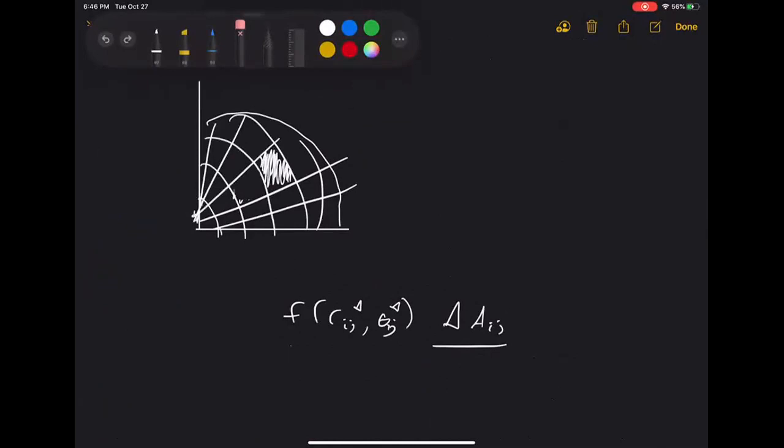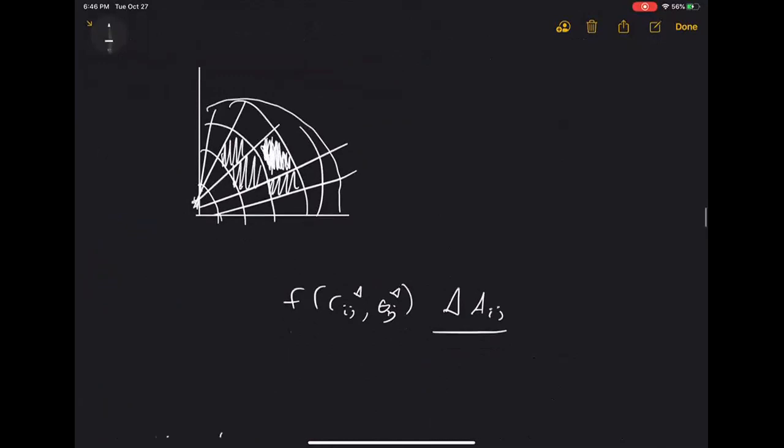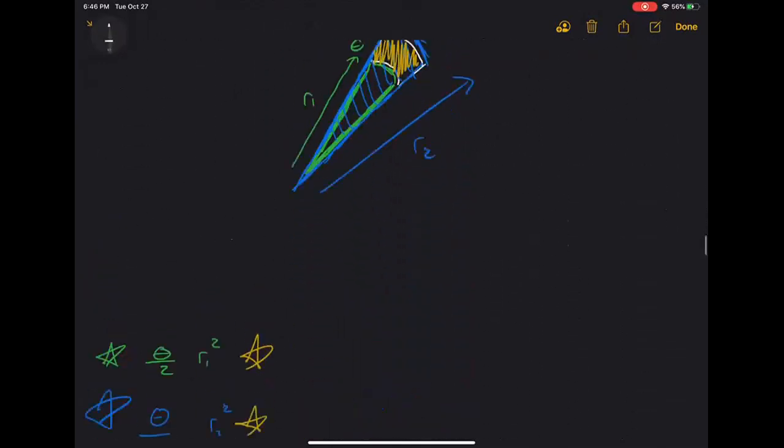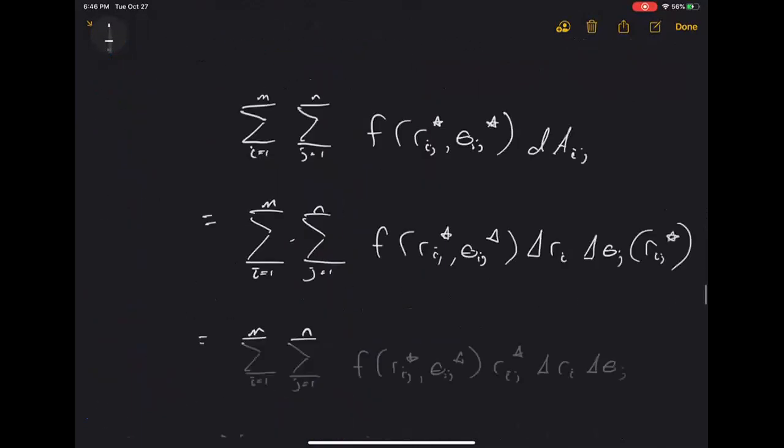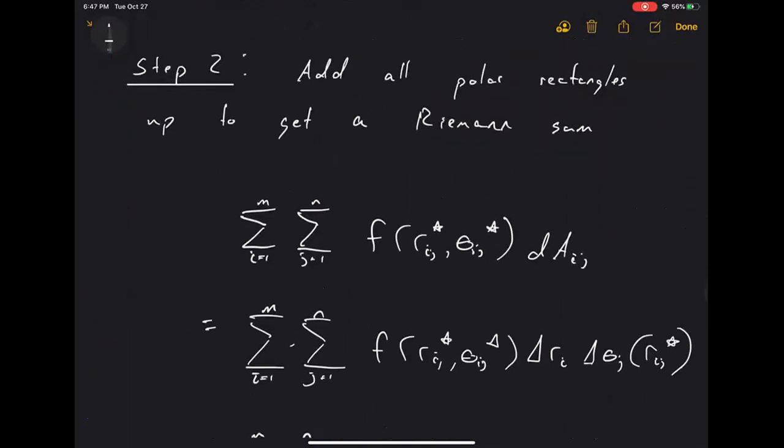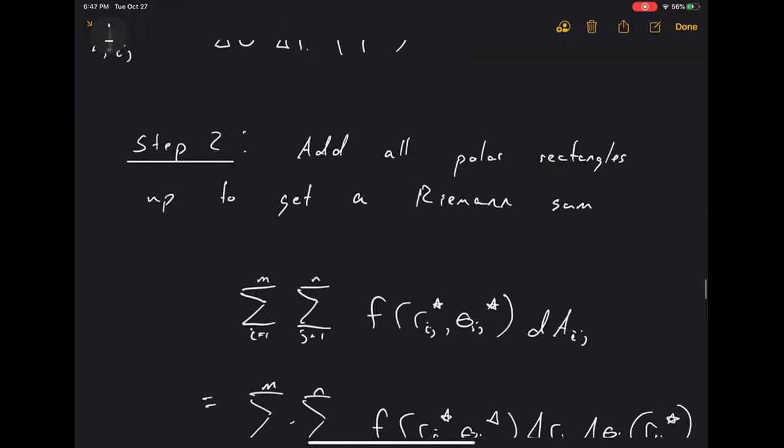Okay, so we know how to find the area of one of these polar rectangles. And by extension, we can find the volume of the box that springs from this polar rectangle. Now I want to add all the volumes above these boxes together. So when I do that, what do I get? I get this double sum here, right? So this is me adding up all the volumes of my boxes.